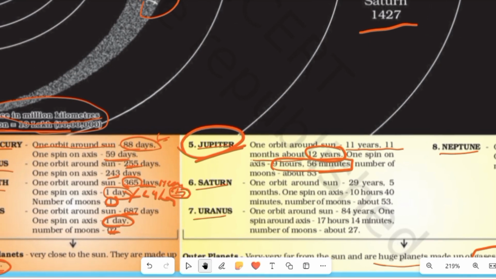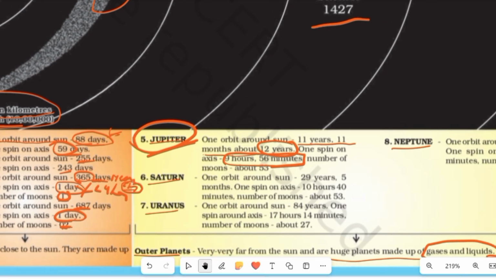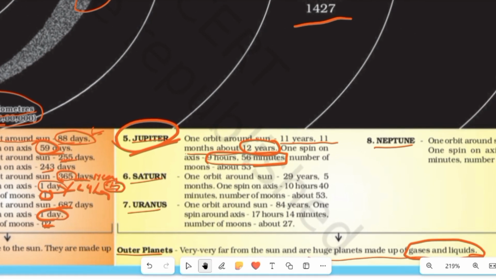And Mercury takes the smallest time to revolve around the Sun. It takes 59 days. Do you understand? Now, Saturn will take 29 years and 5 months, and the number of moons of Jupiter is 53, and the number of Saturn moons is about 53.